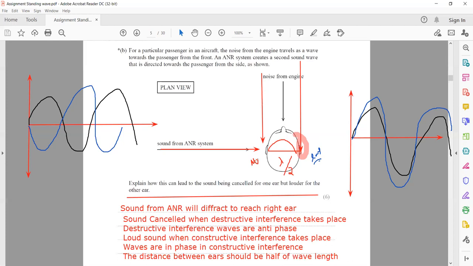So when the two waves are traveling, they cancel out, but because the distance between the ears is half of the wavelength, when they meet at this point, it will have a constructive interference as the two waves are in phase, and here the two waves are anti-phase. Is it clear? Any doubt in this part?